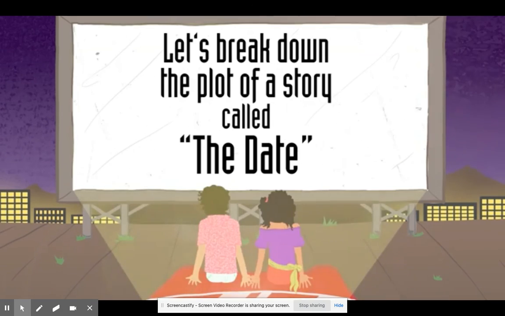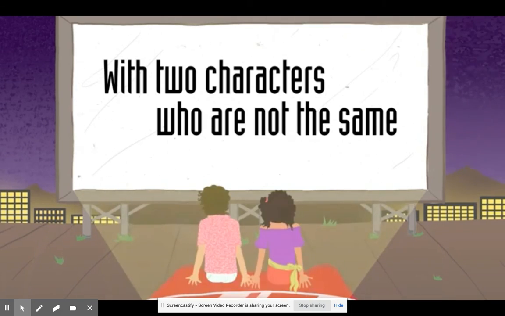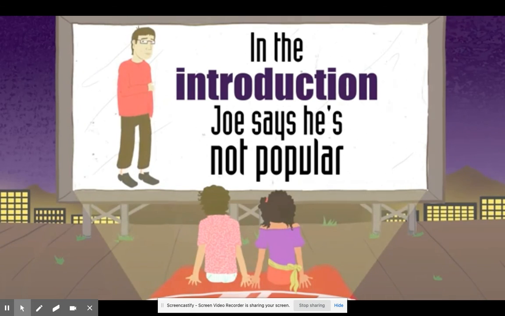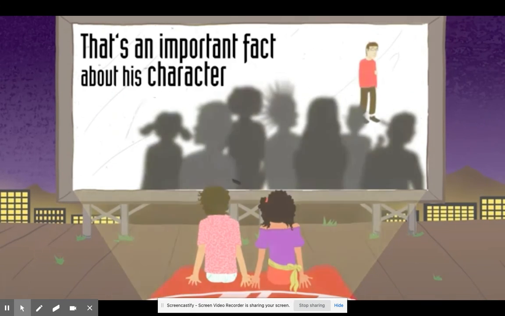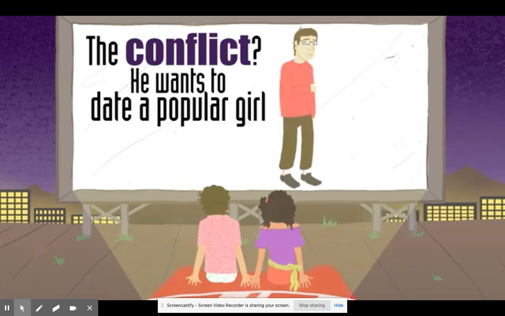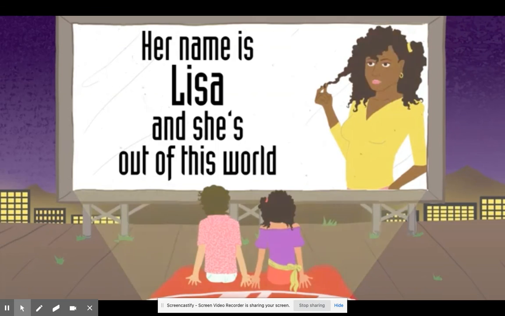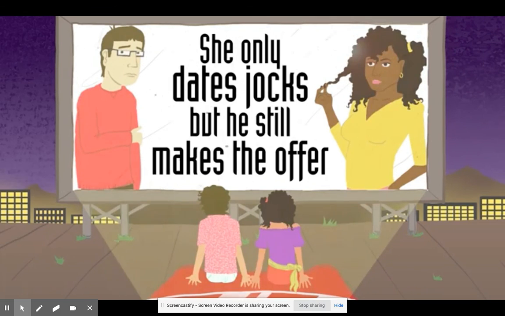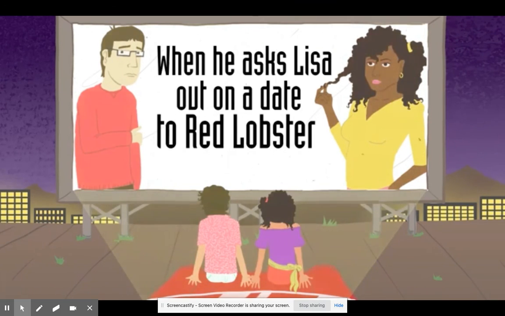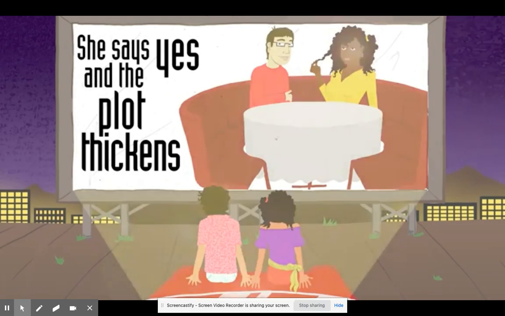Let's break down the plot of a story called The Date, with 2 characters who are not the same. In the introduction, Joe says he's not popular. That's an important fact about his character. The conflict, he wants to date a popular girl. Her name is Lisa, and she's out of this world. She only dates jocks, but he still makes the offer when he asks Lisa out on a date to Red Lobster. She says yes, and the plot thickens.